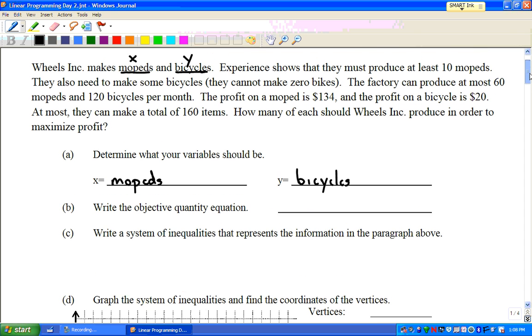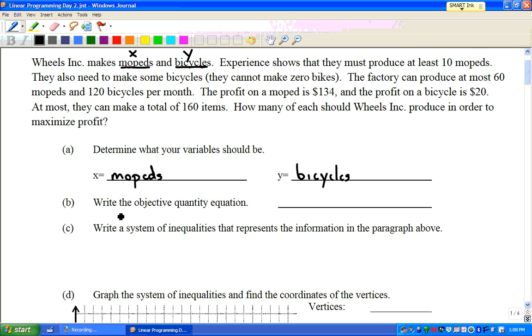Now it wants me to write the objective equation. $134 per moped, $20 per bicycle, and that is my profit. So the objective equation is: profit is equal to $134 per moped plus $20 per bicycle. Done with this, and I know that I've labeled my variables.